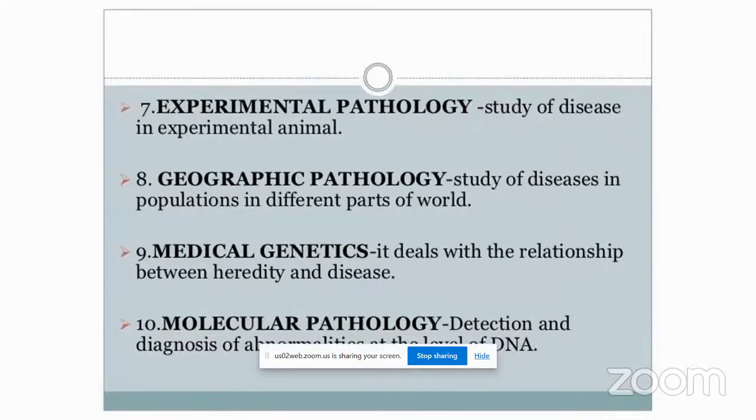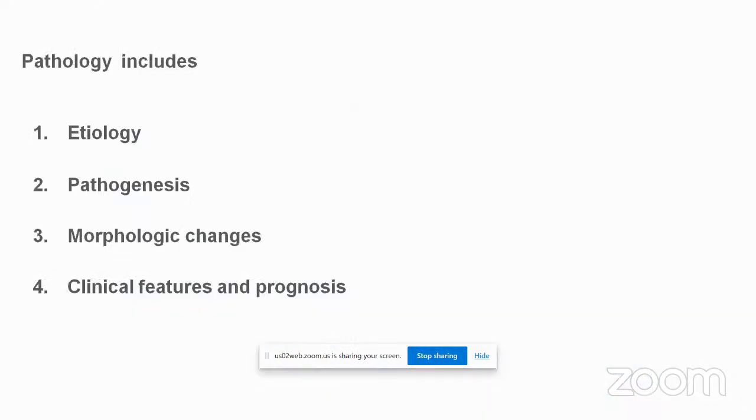These are the basic pathology classification. When we study pathology, the first thing we must learn is etiology. Then the next one is pathogenesis. Then any morphologic changes, which we will study thoroughly. Then the next one is clinical features and prognosis. These are the four main headings under pathology.